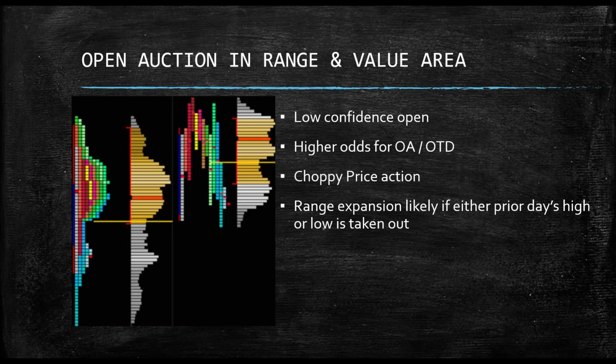So the first type of open that we're going to talk about is the market opening right within yesterday's range and value area. This is a low confidence open where the market thinks that the fair trade still remains the same as yesterday. With this kind of open, odds are high for an open auction or an open test drive. So prices are likely to be choppy and any early entries could get chopped out in this type of open. Range expansion is likely only if either of the prior day's high or low is taken out.